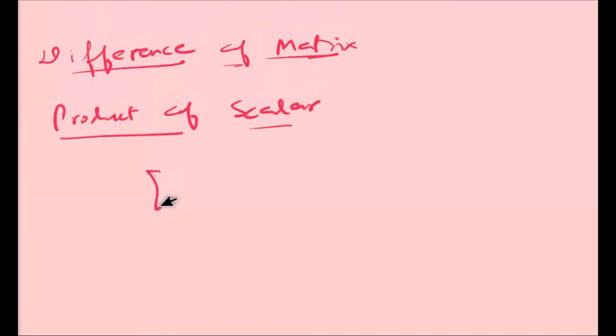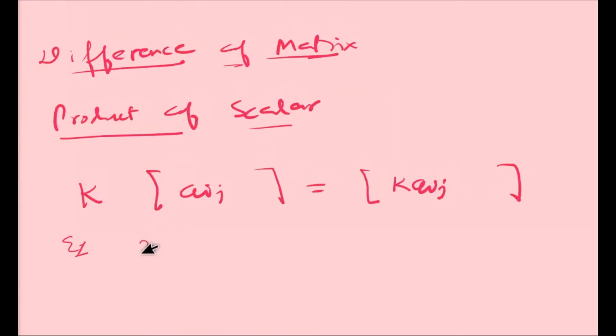Now here is a matrix Aij and you want to multiply it by K. The resultant will be Kaij. What is the meaning of this? When you multiply this constant scalar, you have to multiply it into all elements, or you can take it in common also. For example, let you want to multiply by 2 the matrix 4, 1, 0, 3, 2, 1.